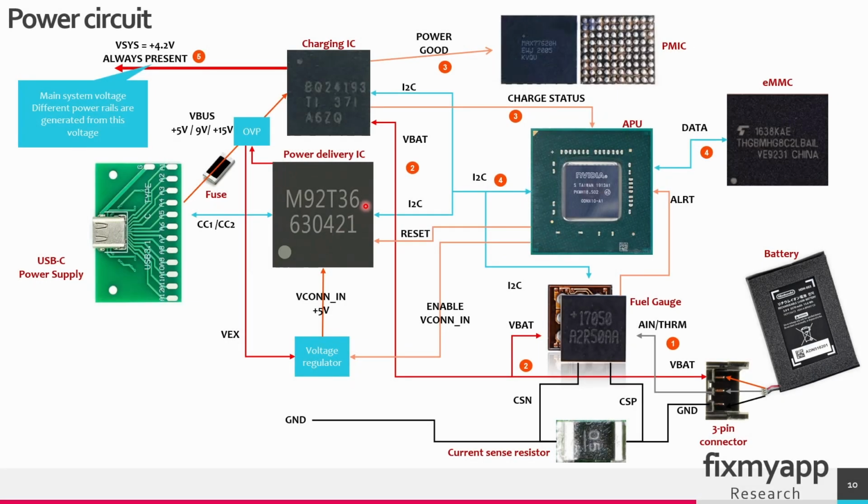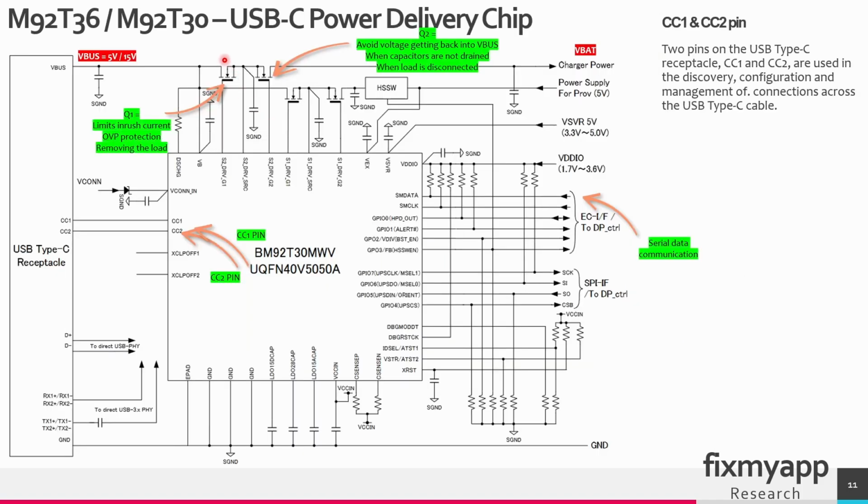I will now focus on the power delivery IC, the M92T36. For this IC there are no schematics, but there is an alternative schematic. The alternative schematic comes from the M92T30. It's almost the same as the T36. Based on the schematic of this IC, the T30, I reverse engineered it to analyze this power delivery IC.